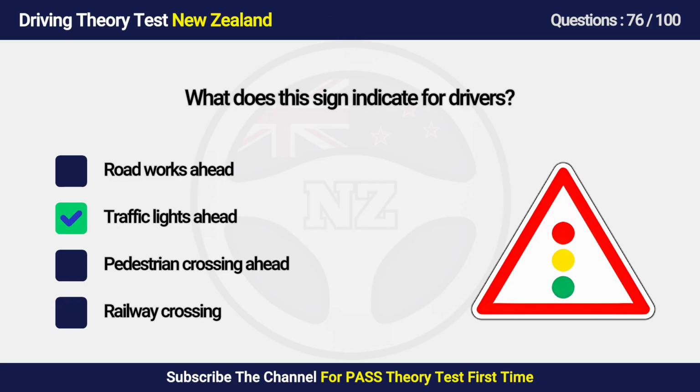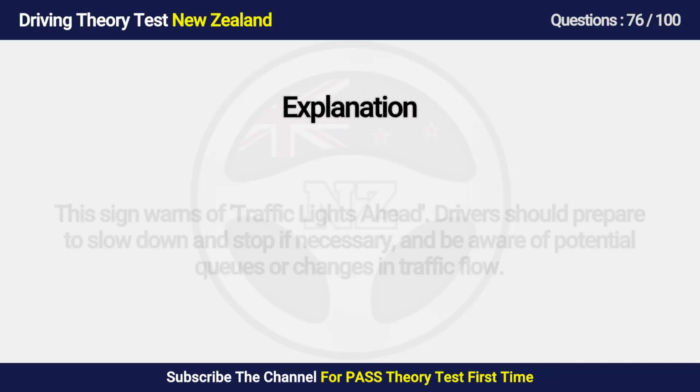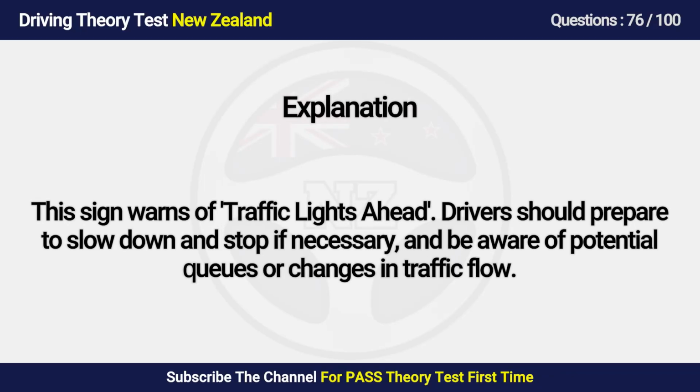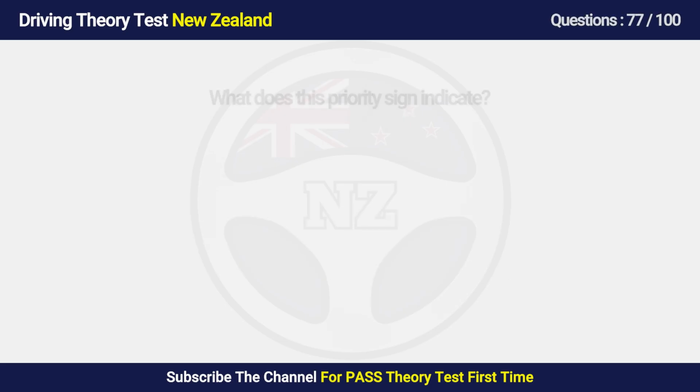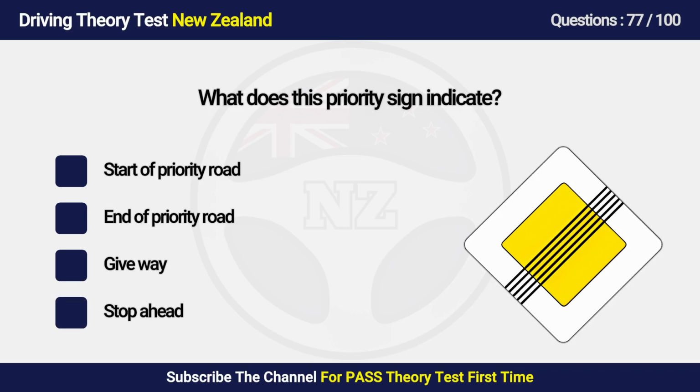Answers is B. Traffic lights ahead. This sign warns of traffic lights ahead. Drivers should prepare to slow down and stop if necessary, and be aware of potential cues or changes in traffic flow. Question 77. What does this priority sign indicate?